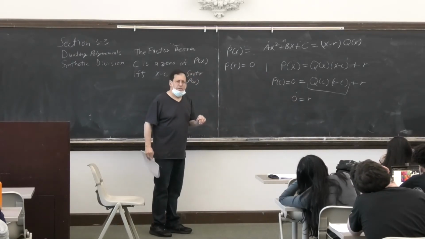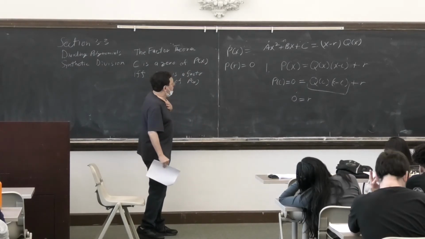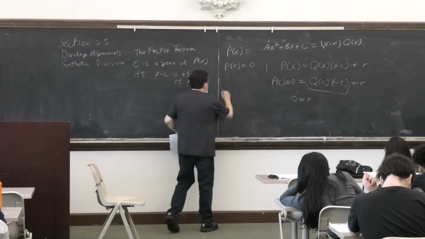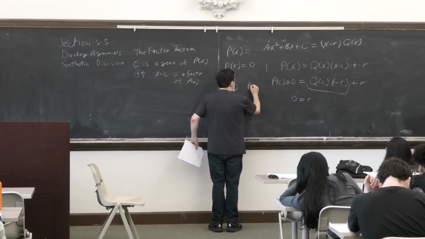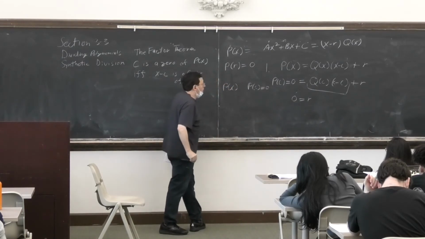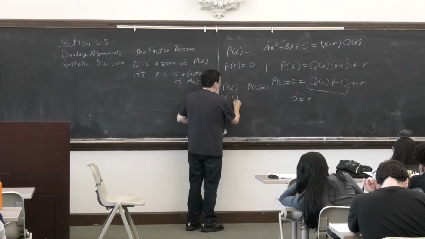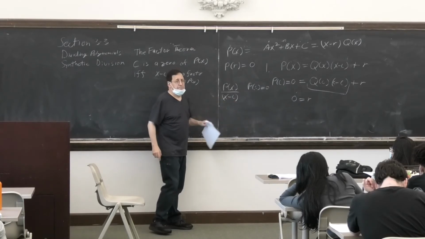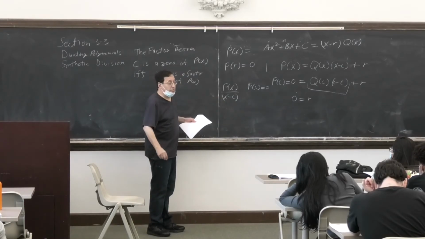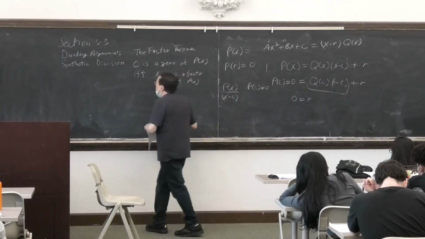I said a lot there, so I'm going to say that again. I have some polynomial. I discovered that for some C, this is 0. That tells me if I divide this by X minus C, my remainder will be 0. So that means it's a factor. No remainder. So that's part one of the theorem.